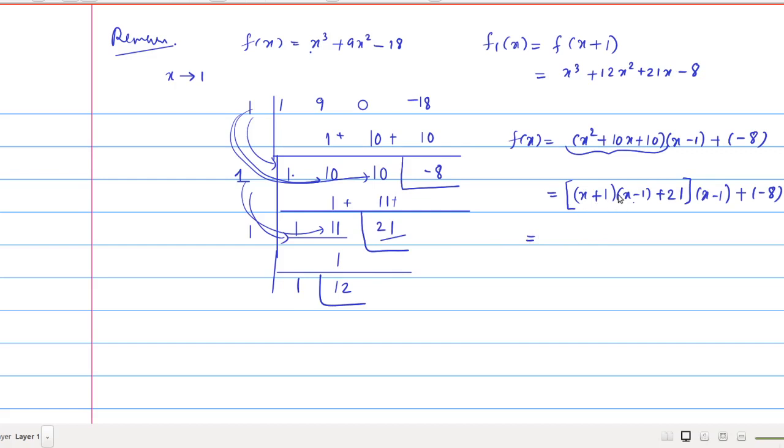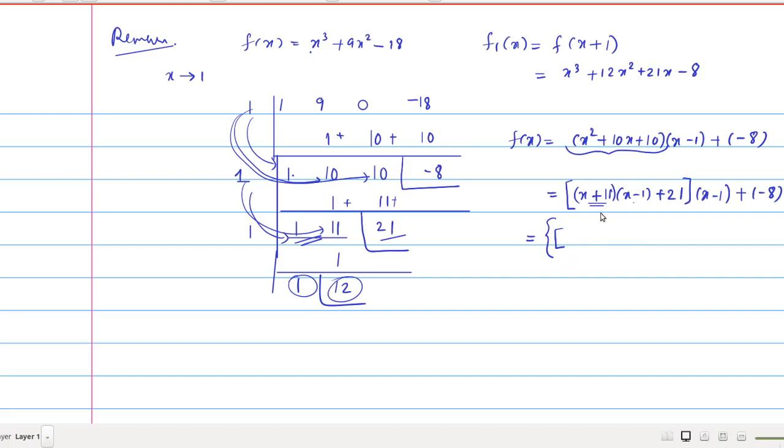You can replace this. This is x plus 11. Not x plus 1, this is x plus 11. This x plus 7 is obtained from this, which is divided by x minus 1. You can get this as the quotient and this as the remainder. So first we write x plus 11 into 1, plus 12, x plus 11 into 1.